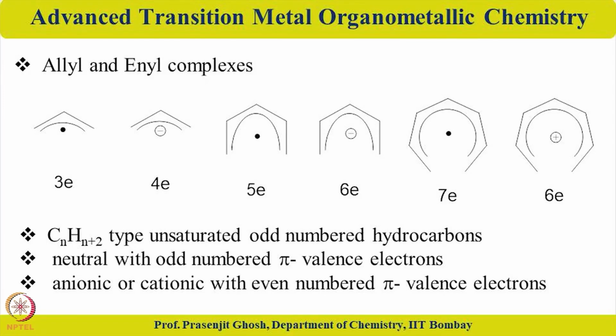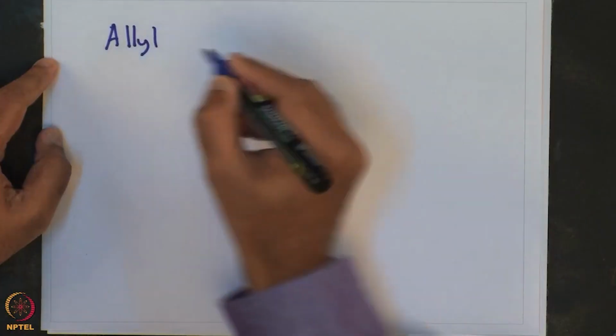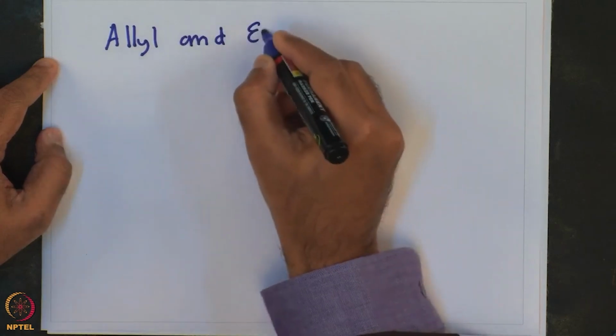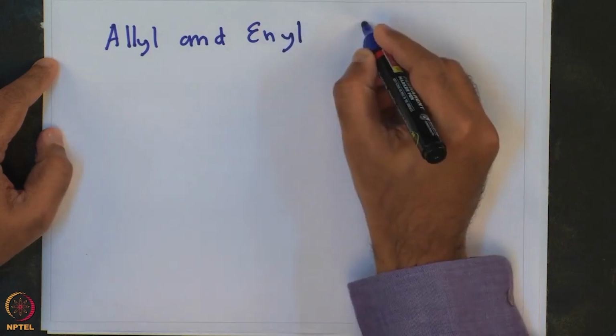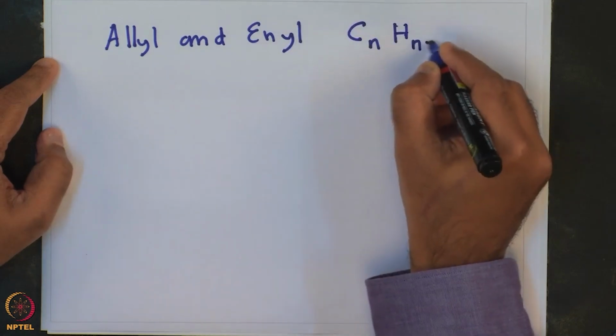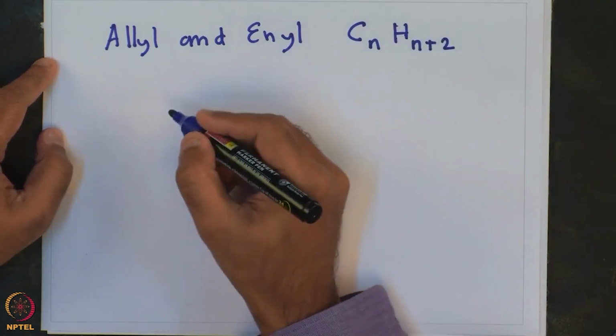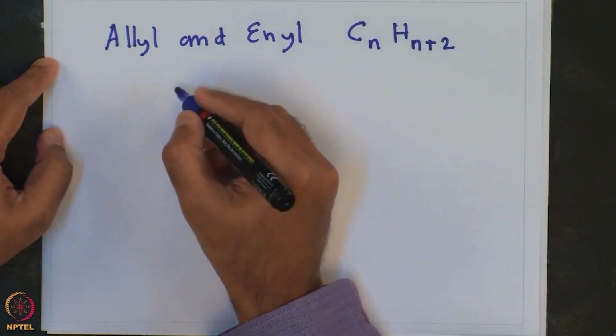Now, with this introduction, let me start with various kinds of allyl and enyl type complexes that we are going to be discussing as a part of this first lecture. These allyl and enyl ligands are of the formula CnHn+2, and these are unsaturated ligands having an odd number of carbons.